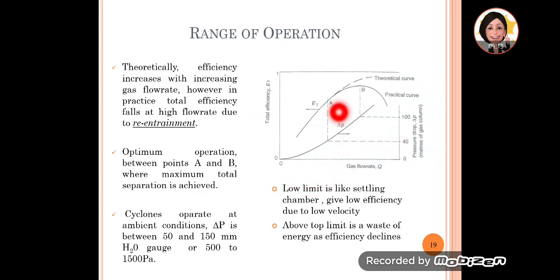Okay, so anything below A, the low limit, is like a settling chamber. It's like if you let a gas in and let it settle down on its own. So it is very, very low efficiency due to the low velocity of the particles. But if it is beyond B, then it's a waste of energy, because the efficiency declines as well, because the particles get carried away with the clean gas.